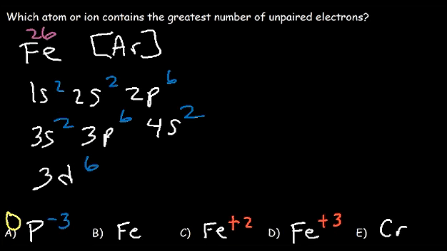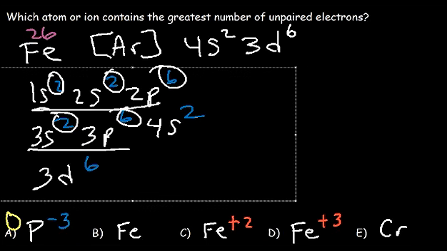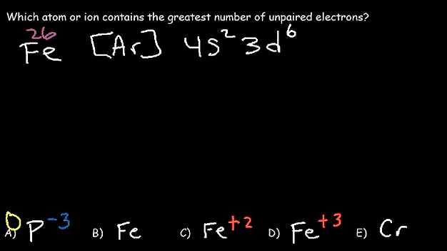Now, the noble gases usually end in p6 with the exception of helium, which ends at 1s2. Neon ends at 2p6 because neon has an atomic number of 10. Argon ends at 3p6 because its atomic number is 18. 2 plus 2 plus 6 plus 2 plus 6 is 18. So argon is going to replace everything up to 3p6. So then we need to write the stuff that comes after 3p6, which is 4s2, 3d6. So that is the electron configuration for Fe using noble gas notation.